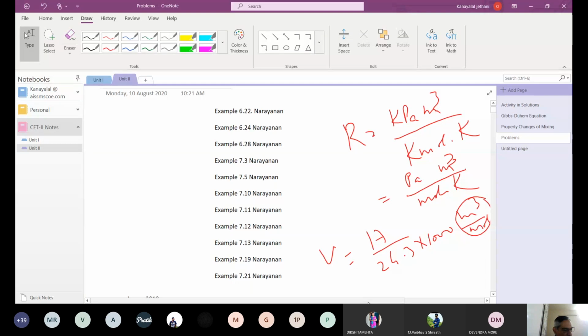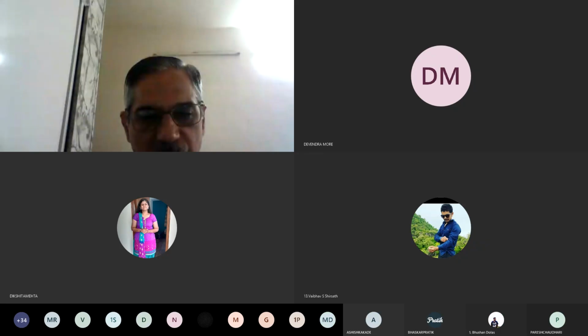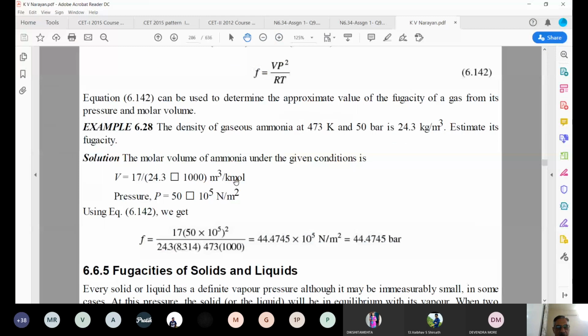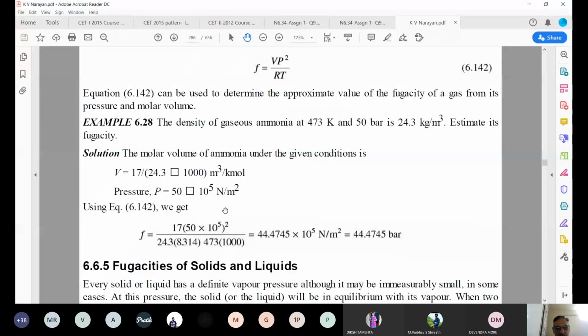Understood? Yes sir. Okay, so that is what it should be. He made a mistake in the units a little. Units should come as cubic meters per mole, not kilomole. Then it is correct. However you do it, that 1000 will come here, whether we do it in volume or whether we do it in R. So this is what is fugacity. Okay, so the next problem we'll see is 7.3.